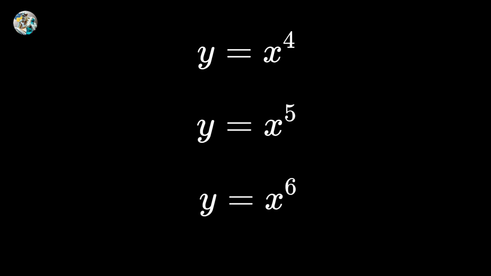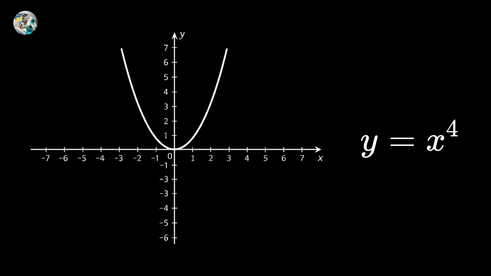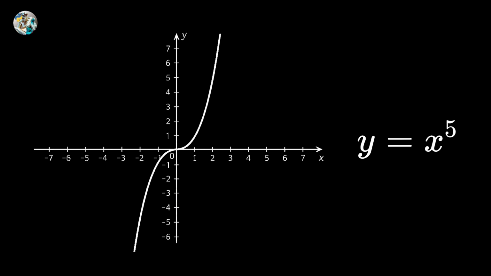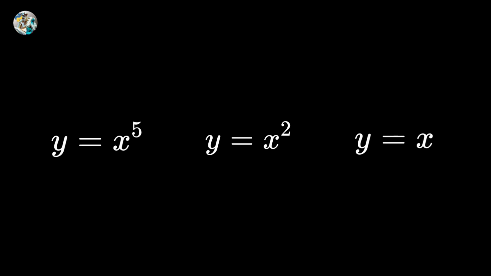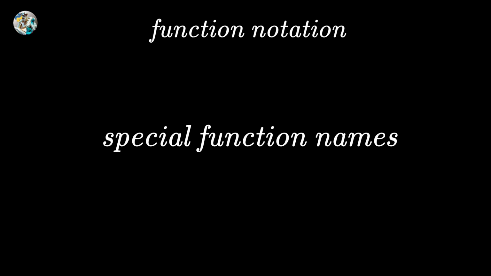Now, if you're wondering what the rest of the functions look like, you don't have to worry because they follow the same pattern. y equals x to the 4th power looks like y equals x squared, and y equals x to the 5th power looks like y equals x cubed, and so on. When we have multiple functions together, there is no way to differentiate between them unless we look at the input, which is annoying. That's why we have the function notation, where we can give special names to functions.